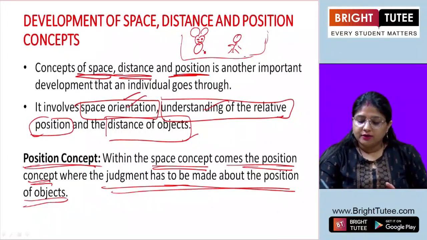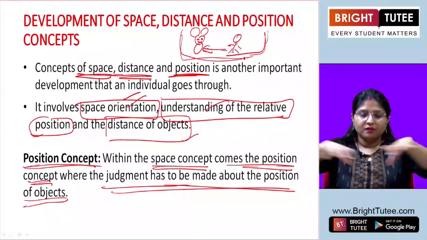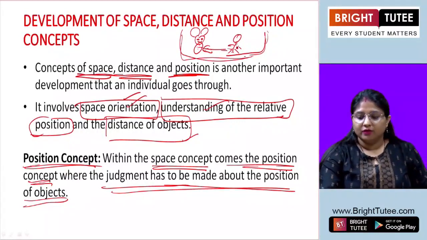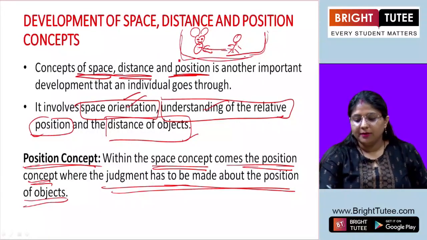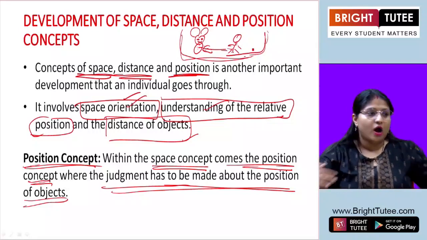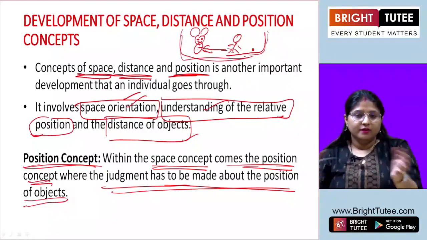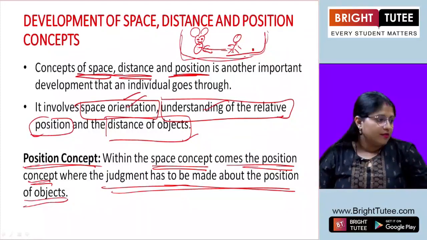So where the teddy bear is, this is the position and this is the space concept. How much space that child has and how far is the teddy bear. So this is the space position concept, and this comes under space. How much space is there, and where all the things are. This is how both of these concepts are associated.